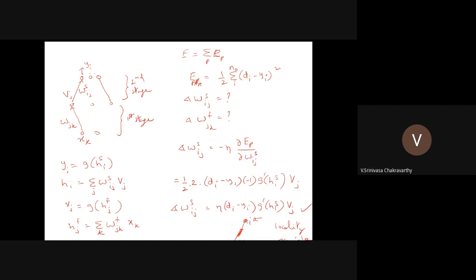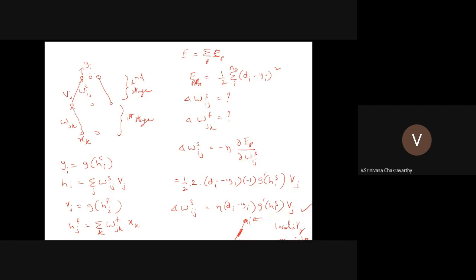This is the input layer, this is the hidden layer, this is the output layer. And the notation is yi is the output, vj is the hidden layer state, and xk is the kth input. If you give xk as input to this layer, then hj of f is the total input going into the jth hidden neuron, and the output of the hidden neuron is vj, which is g of hj of f, this quantity.